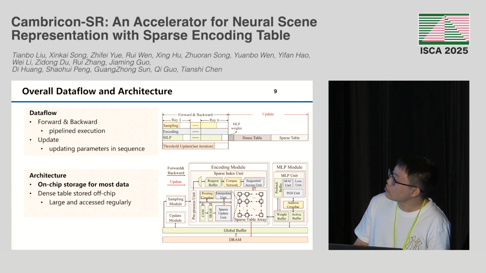And the bottom figure shows the overall architecture of Cambricon-SR. Cambricon-SR mainly includes a sampling module, an encoding module, an MLP module, and an update module for different stages of NSR. To reduce off-chip memory accesses, Cambricon-SR stores most of the data on chip, except the dense table, due to the large size and the regular access pattern of the dense table.